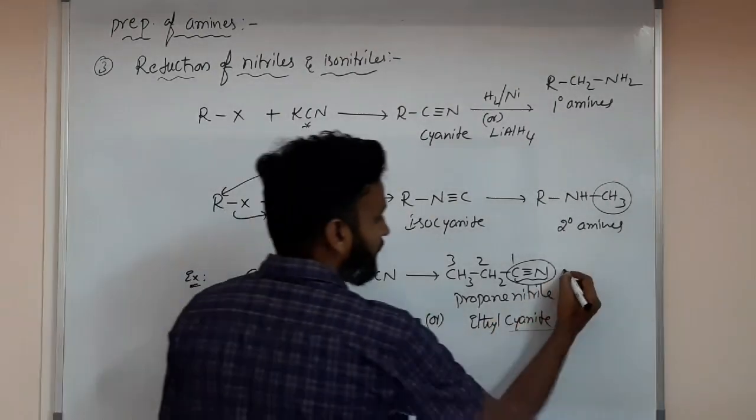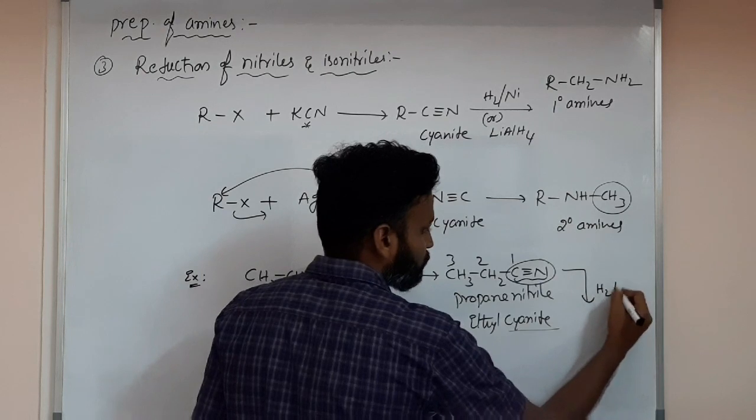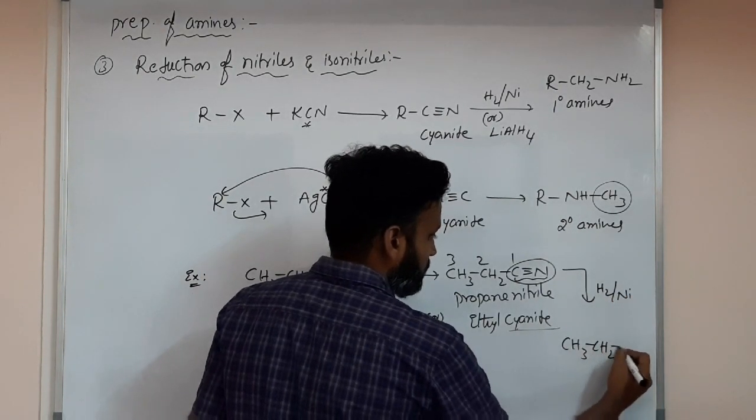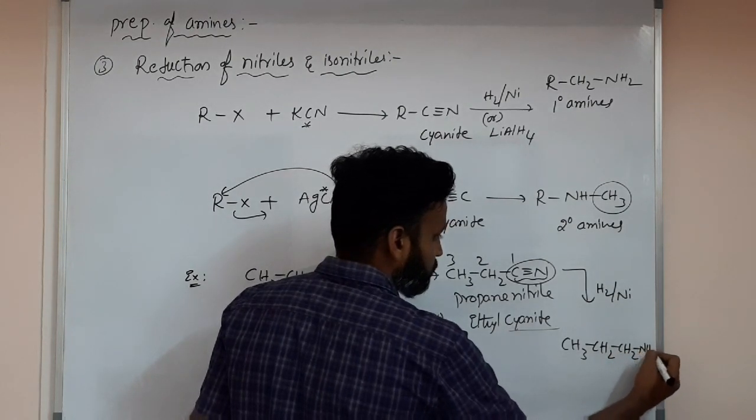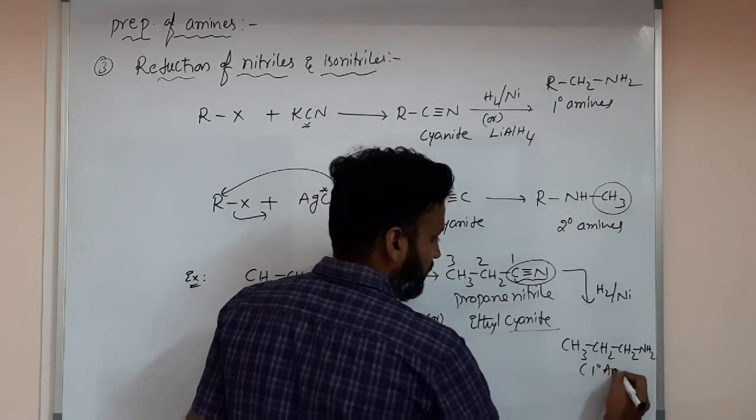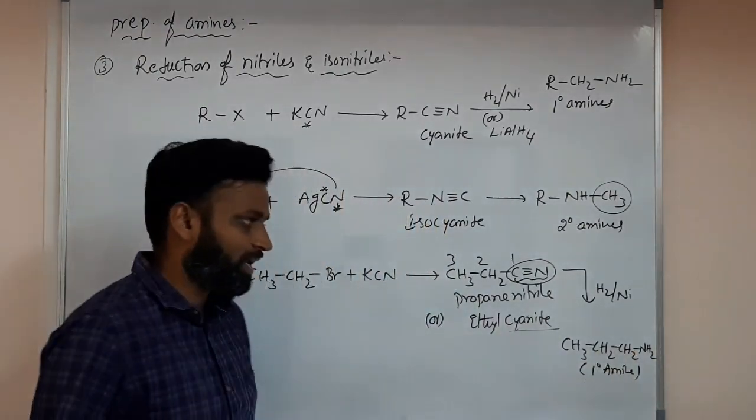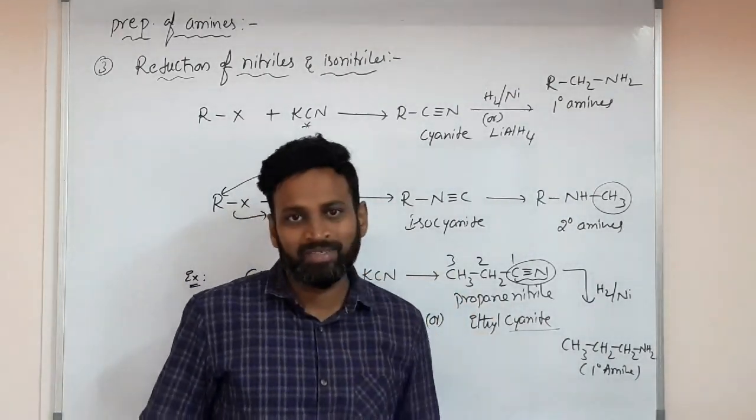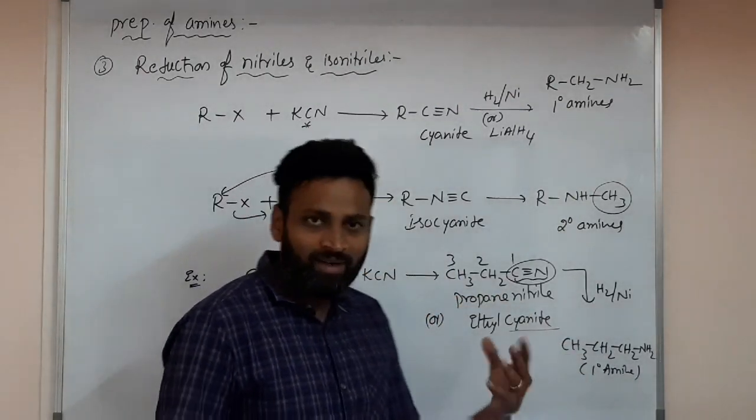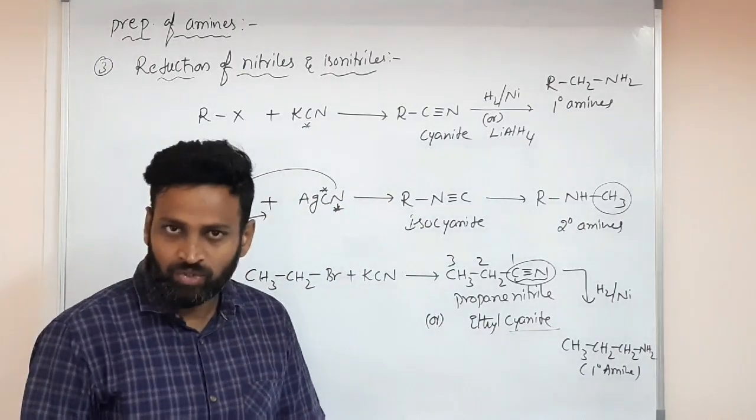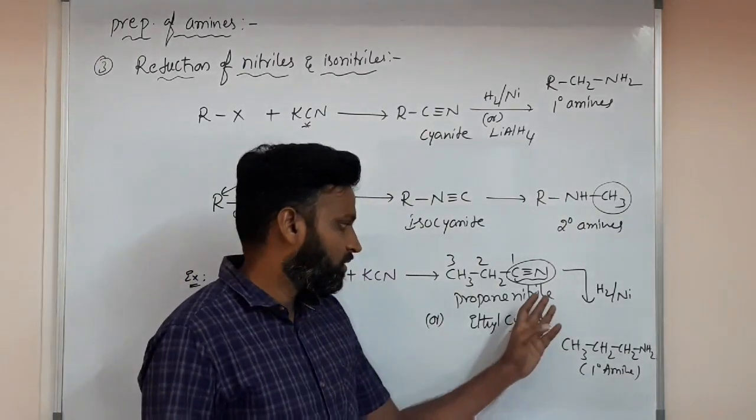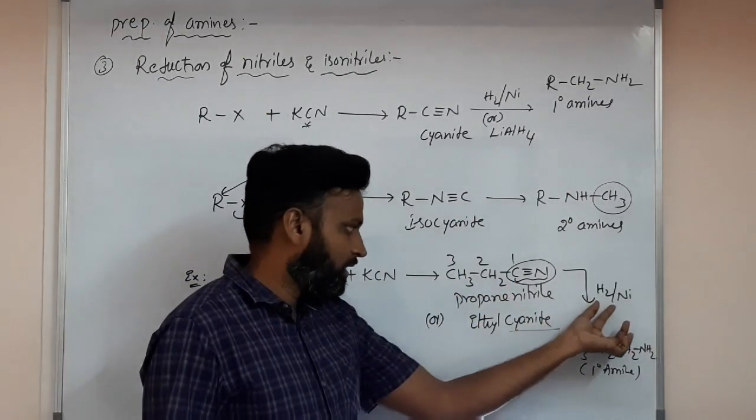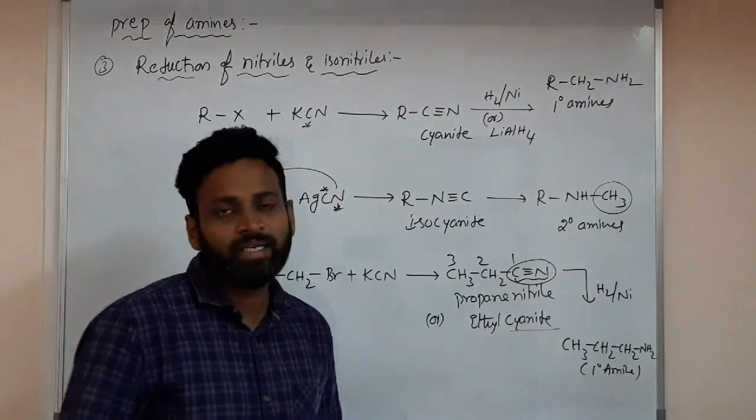Now when this reacts with H2 by nickel, what happens? Then you are having CH3, CH2 and CH2, NH2. So what amine is this? It is a primary amine, propanamine. Understood? So ethyl cyanide has 3 carbons, and propane nitrile also has 3 carbons. You must know the difference for answering questions. So CH3, CH2, C triple bond N and H2 by nickel gives a primary amine.